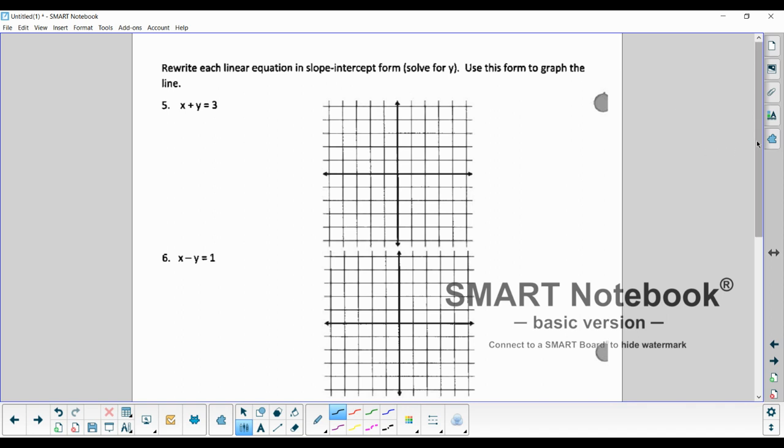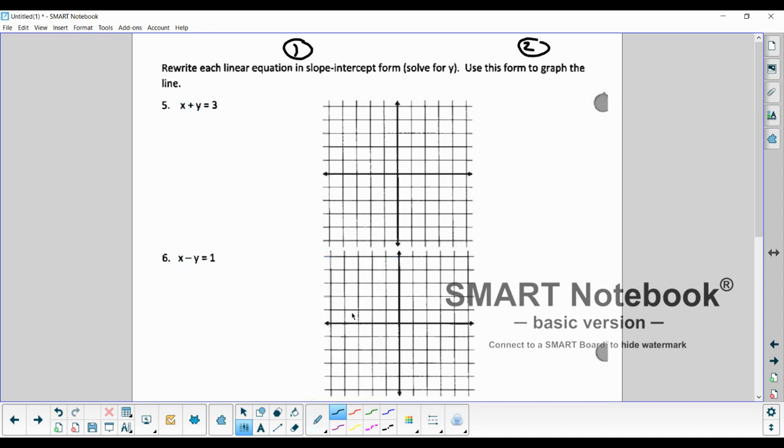Now let's take a look at graphing. So this is going to be taking something written in standard form, writing it in slope intercept form. So we have to rewrite it in slope intercept form first, then we're going to graph it. So this is standard form because see, x and y are on the same side.